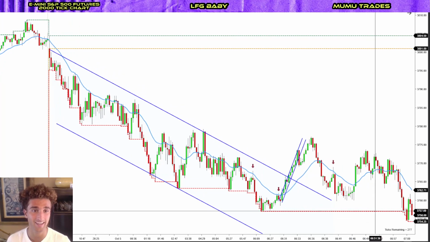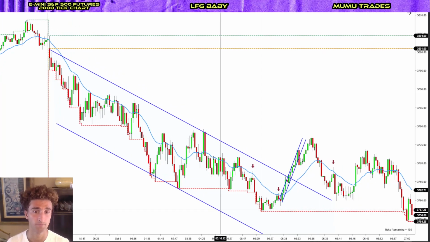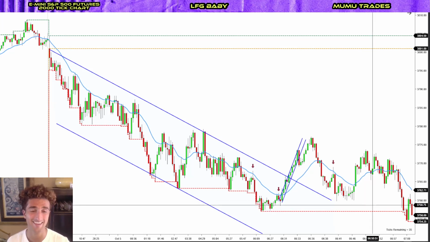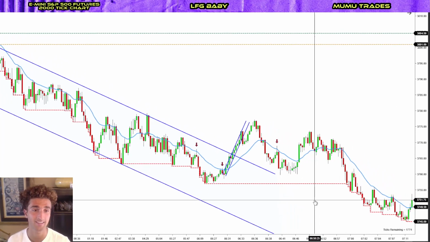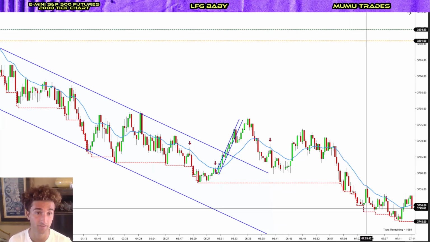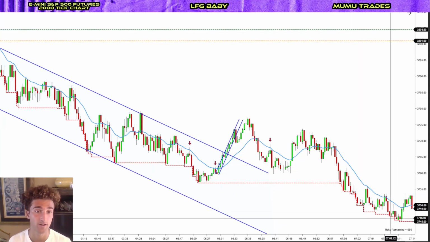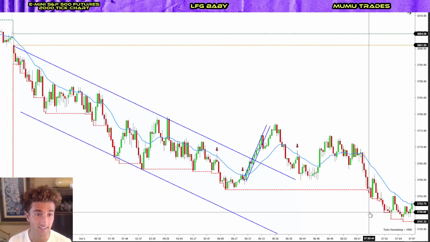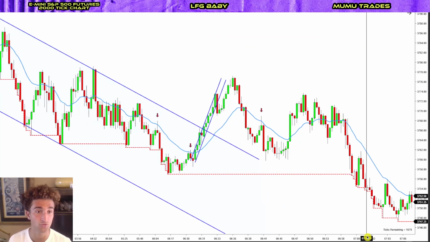But it is getting kind of choppy. So it's starting to look like a range structure, at least temporarily. But we do keep pushing lower and lower and lower. Unfortunately, there's not many entries, but we do get one here.